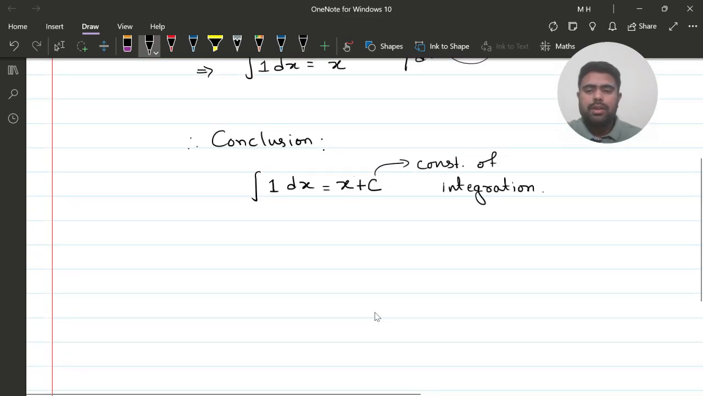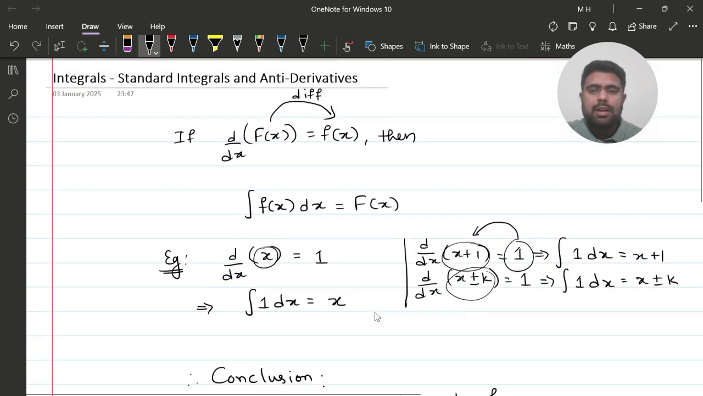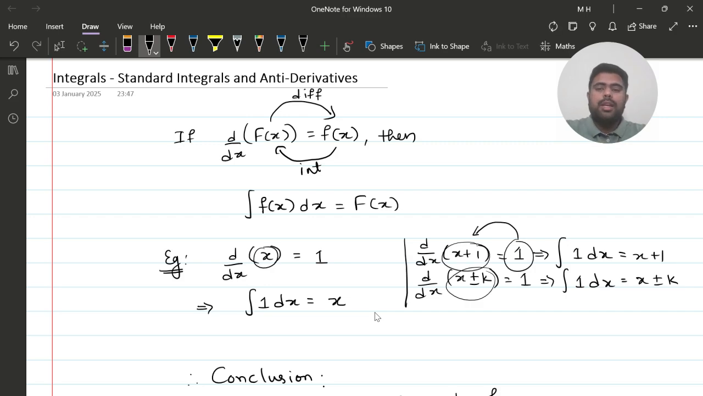So since you are differentiating capital F of x to get small f of x, you are integrating small f of x to get capital F of x. But when you integrate small f of x, you need not get only capital F of x. Capital F of x plus 3 also has the derivative small f of x. So when you integrate small f of x with respect to x, you will get capital F of x plus c.